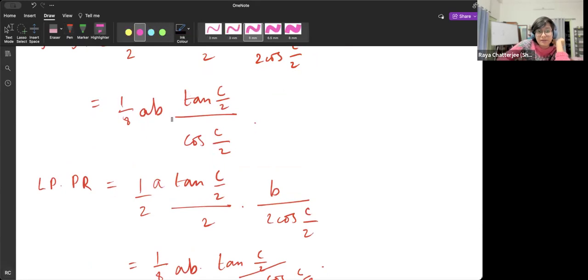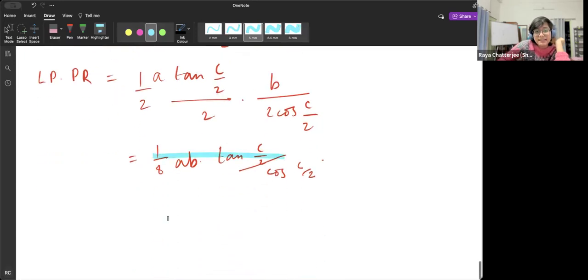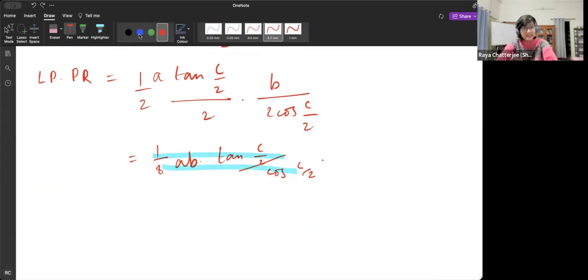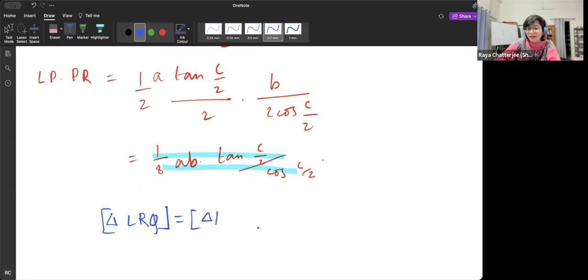This one and this one, we have the same value. And since the included angle for both of the triangles is equal, then by the formula that area equals half AB sine C, we have the area of triangle LRQ equals area of triangle KPR. Agreed? Is the proof clear?